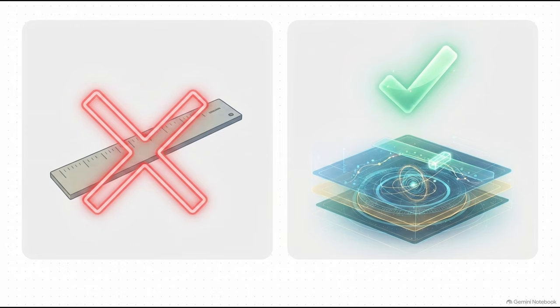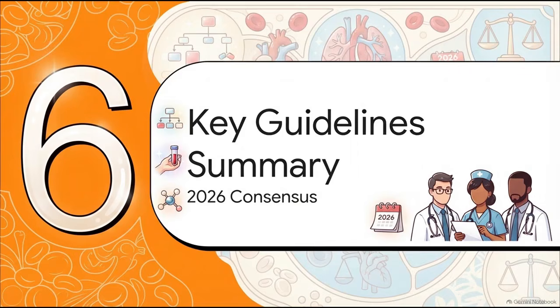Alternatively, you can use the YEARS algorithm, which allows for a threshold of 1,000 if 0 criteria are met. The 2026 data is completely conclusive on this. Utilizing these advanced thresholds does not increase the rate of missed VTE events, but it saves countless patients from unnecessary radiation. Let's pull all of this together in Section 6, the 2026 Key Guidelines Summary.